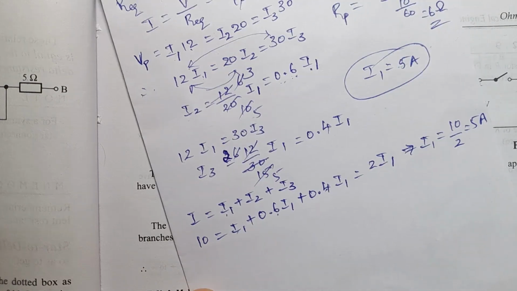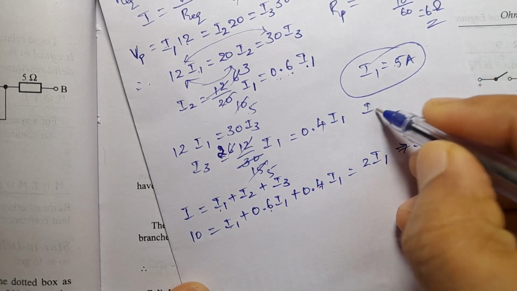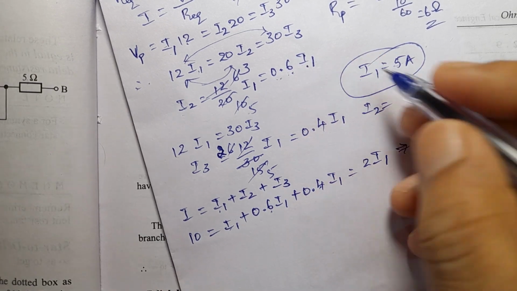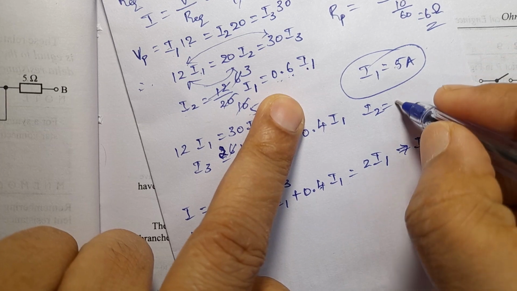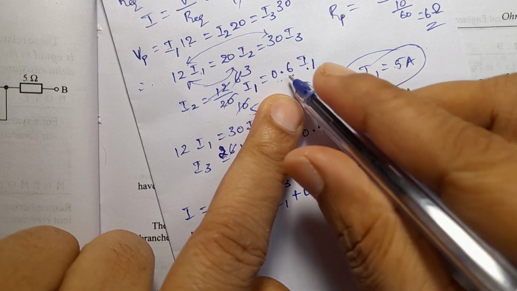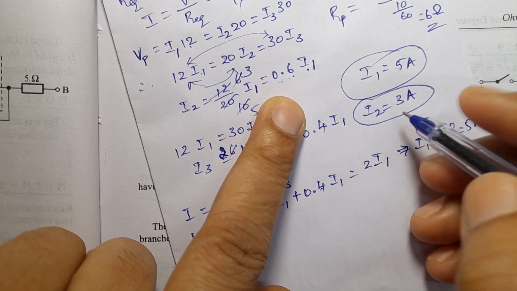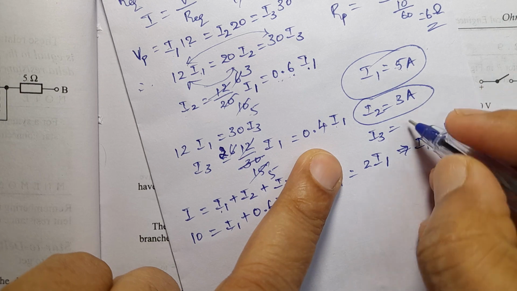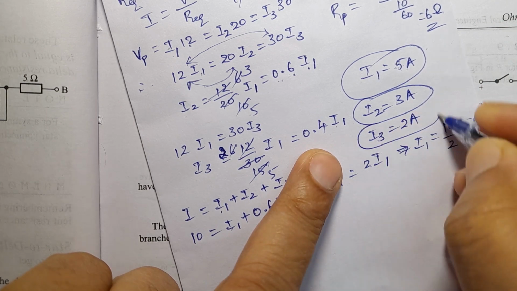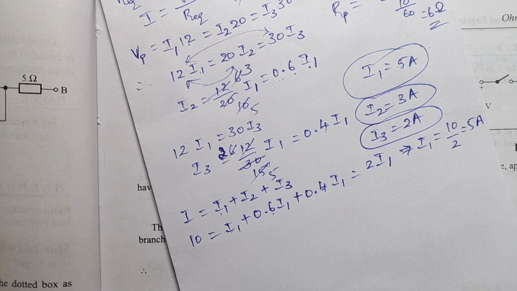Okay. Next, find out I2. I2 equals 0.6 times I1. 0.6 times I1 means 3 amps. So 5 times 6 is 30, so 3 amps. I2 is 3 amps. Next, I3 equals 0.4 into 5 amps, which is 2 amps. So I3 is 2 amps. So these are the results.